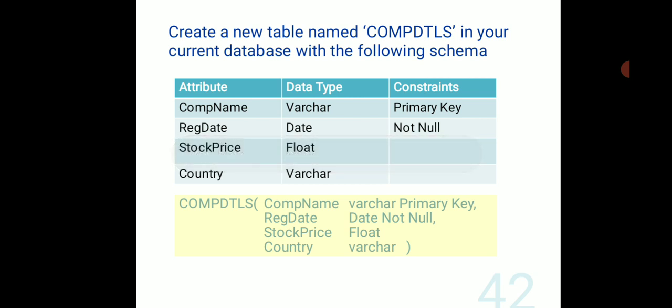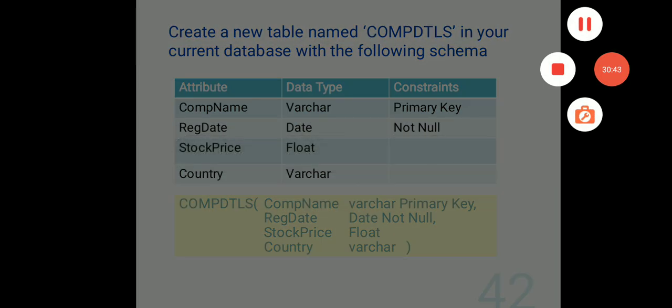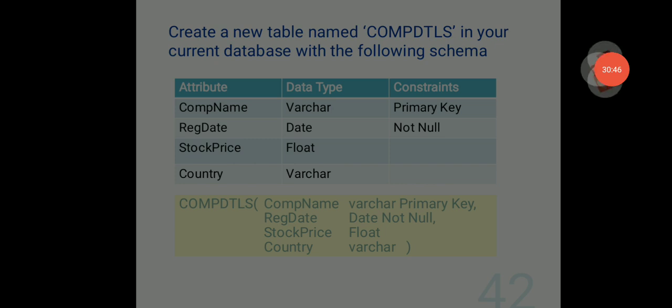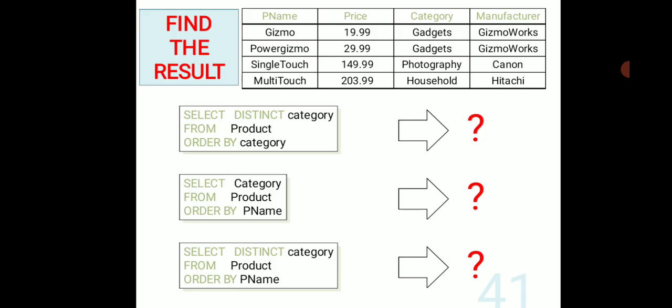Whereas in registered date, you cannot give it as empty. If you try to give it as empty, it will show an error. You should give some data, so that is not null, right? Stock price, you should give it as a float. If you try to give it as a string, it will show an error, so it will be treated as a float. Next, country should be varchar. It will accept only alphabets. If you try to give some other data type, it will show an error. So based on the condition, it will take the values, right? So this is an example to create a table named company details in your current database with the following schema.